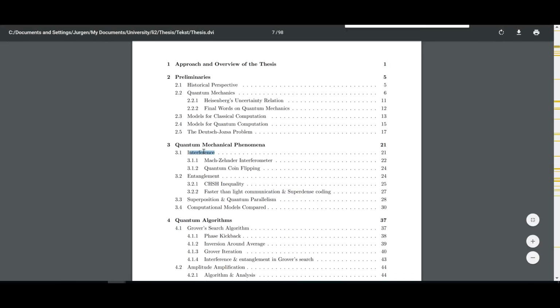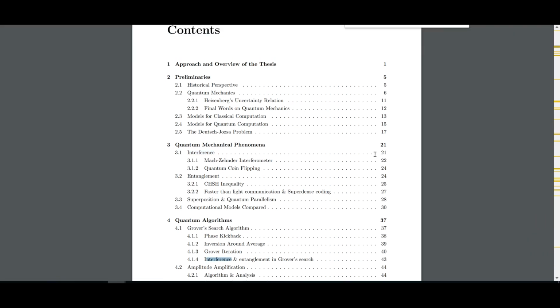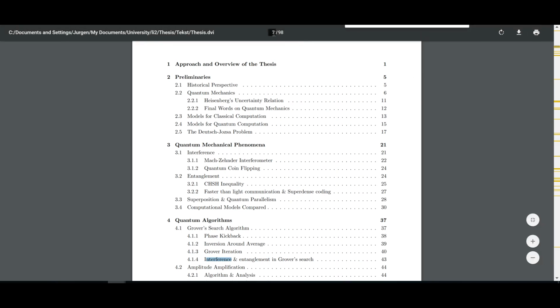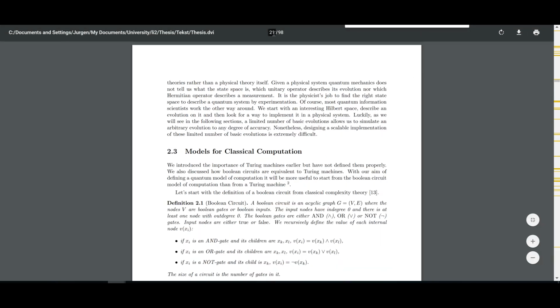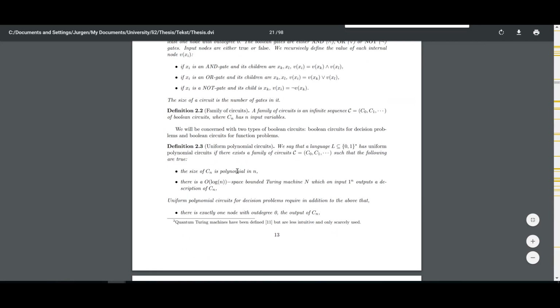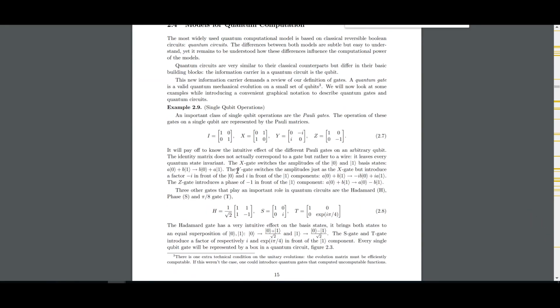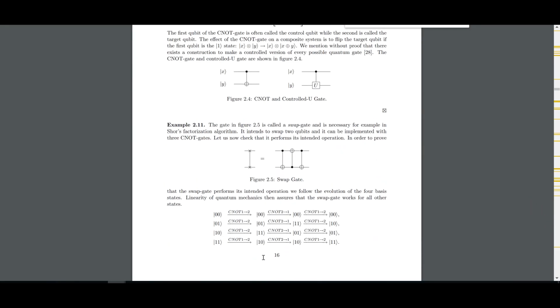Interference. Wow. In Grover's search algorithm. Interesting. So this page 21. Why doesn't this ever get the right page? That's a long book, or whatever that is.